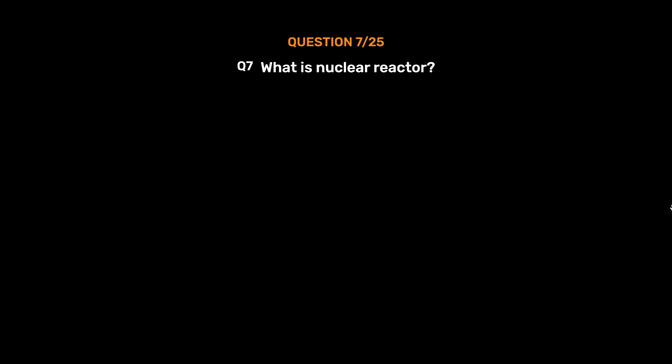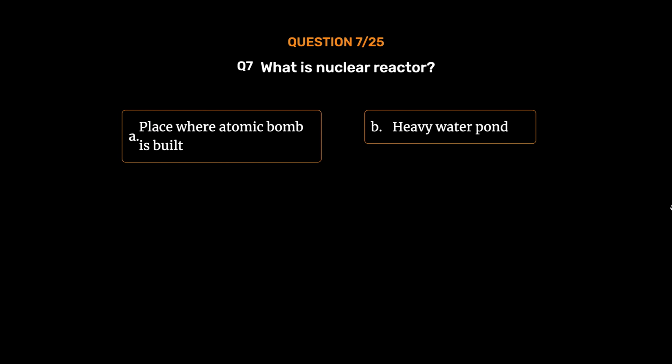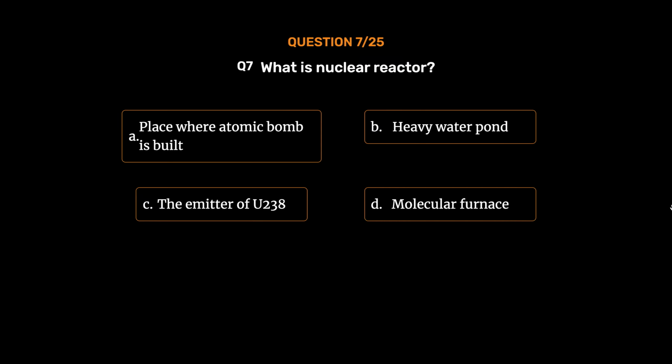Question number 7. What is nuclear reactor? Option A. Place where atomic bomb is built. Option B. Heavy water pond. Option C. The emitter of U-238. Option D. Molecular furnace. The correct answer is Option D.